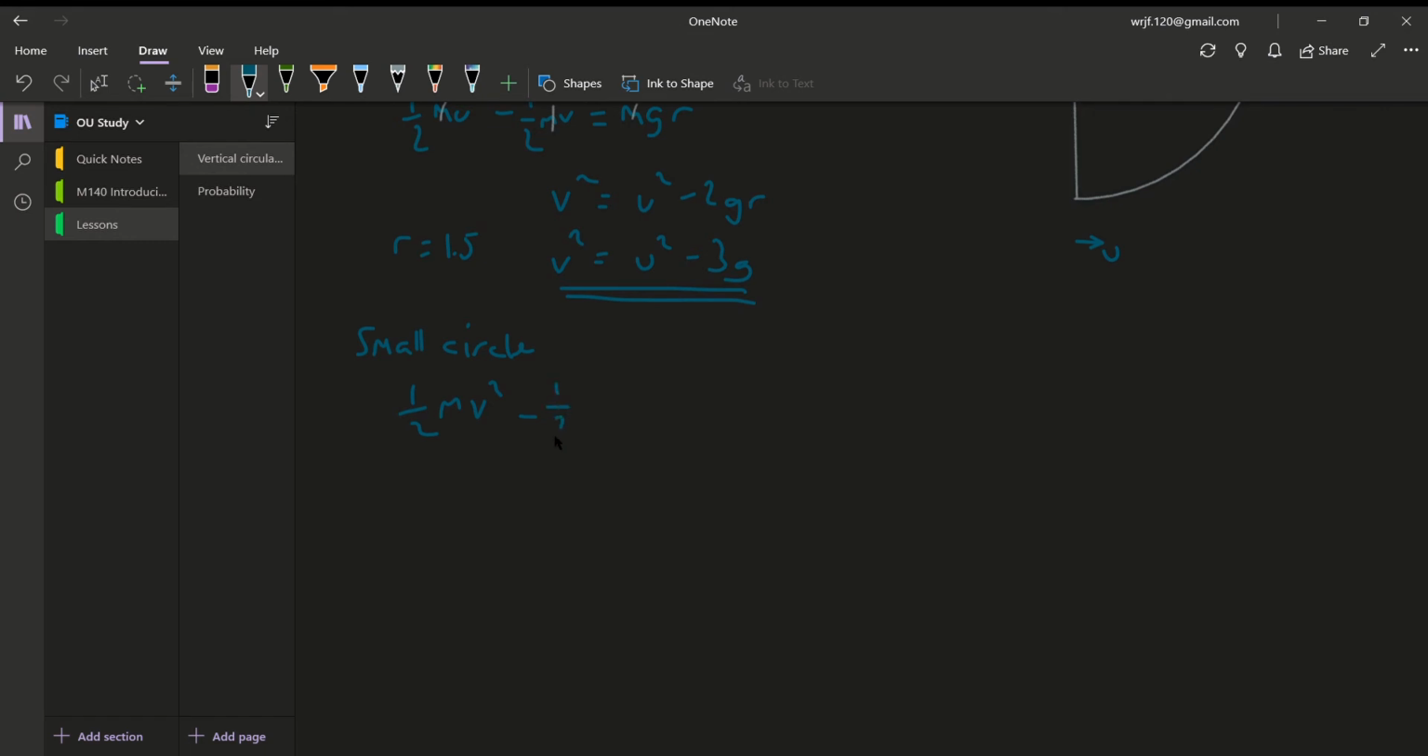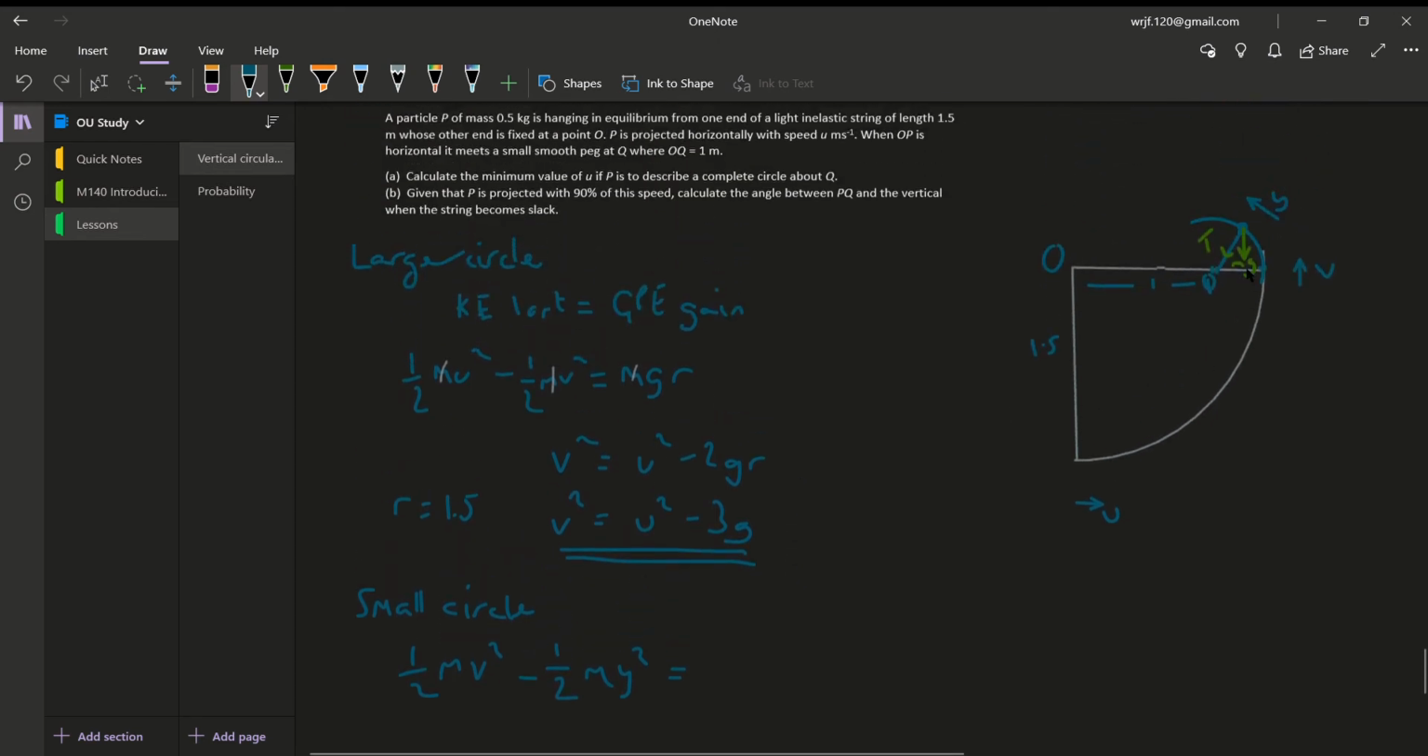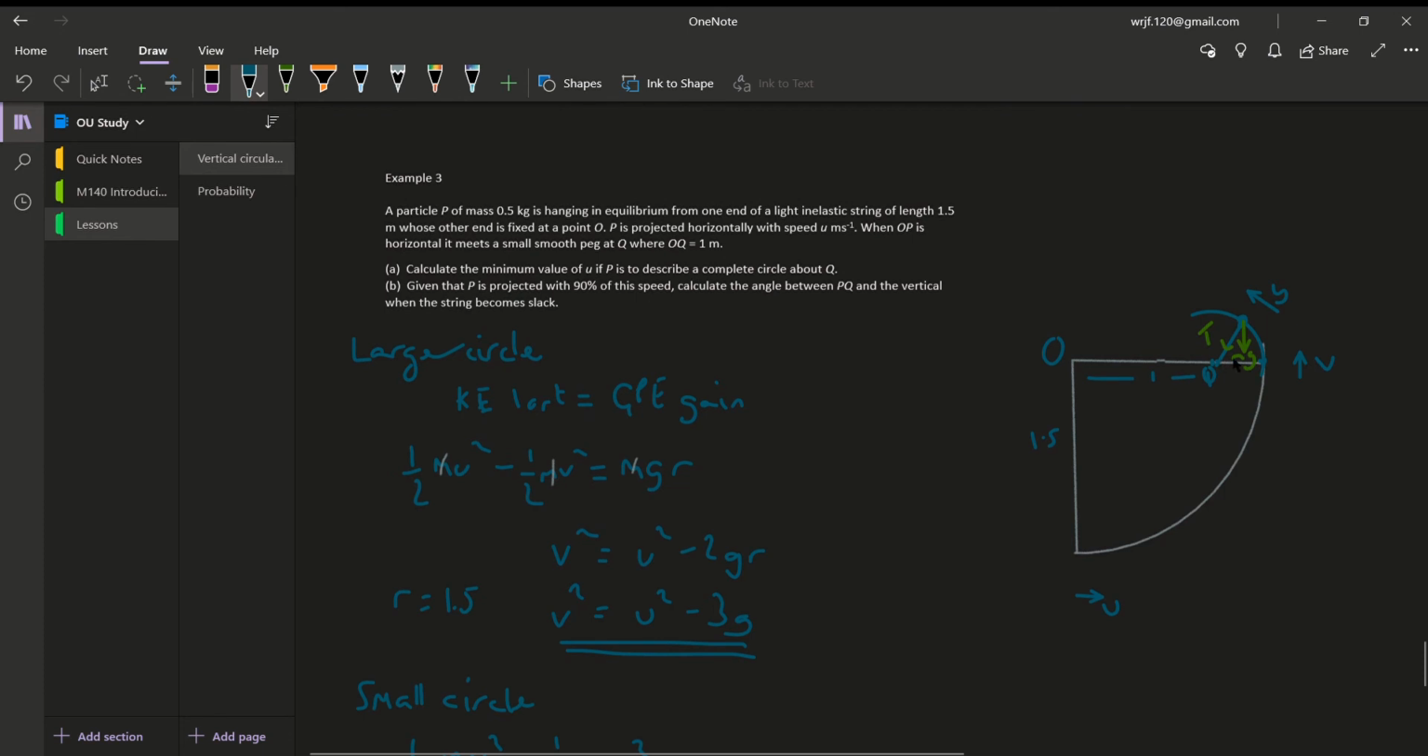So my loss in kinetic energy is half mv squared minus half my squared. And that's got to be balanced out by a change in the gravitational potential energy. Now this is where we need to be slightly careful with our change in height, because I'm going to be looking at a general point around this circle. Let's say we've got an angle of theta in here.